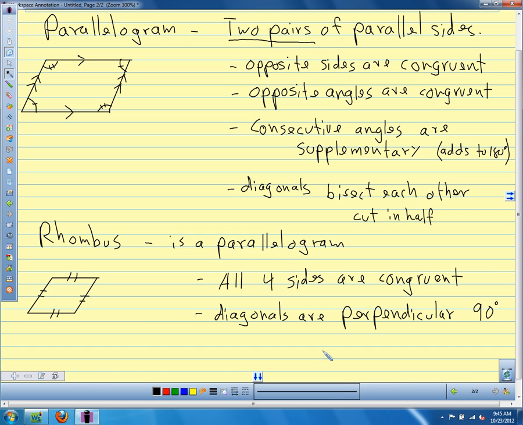Questions on a rhombus? Yes. The diagonal goes from corner to corner. So if I drew the diagonals of the rhombus in here, that's a diagonal, and that's a diagonal. And in a rhombus, this diagonal would be 90 degrees. So the diagonal goes from corner to corner.